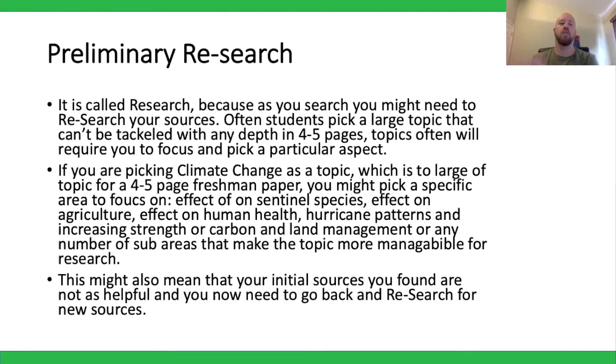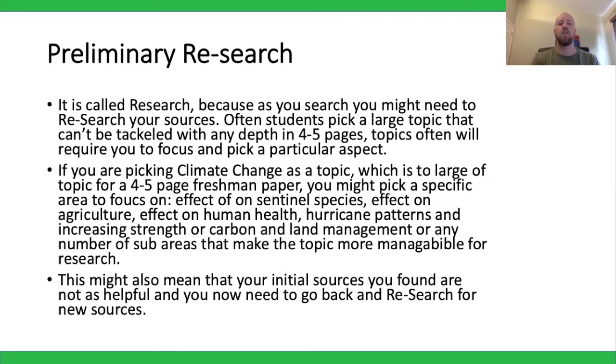Okay, so as I was saying, things like climate change can be too large of a topic. The same thing happens in Google: when you type in climate change, you get 40 million websites, because it just searches for everything. You're not being very specific.